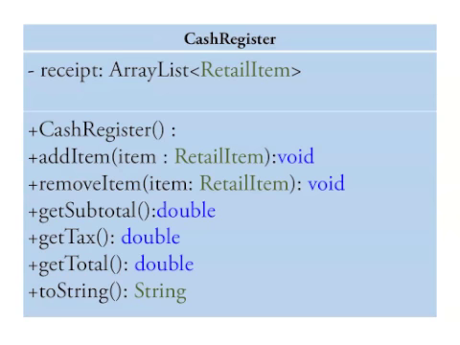Your job was to create a cash register class that has a list of retail items, and I'm calling my list receipt. I also needed a constructor that defaults my list to being empty. I have methods to add an item, remove an item, get the subtotal of the list, get tax and total, and then I added a toString method. This was not required. This is just a way for me to easily display all the items in the cash register and then the total.